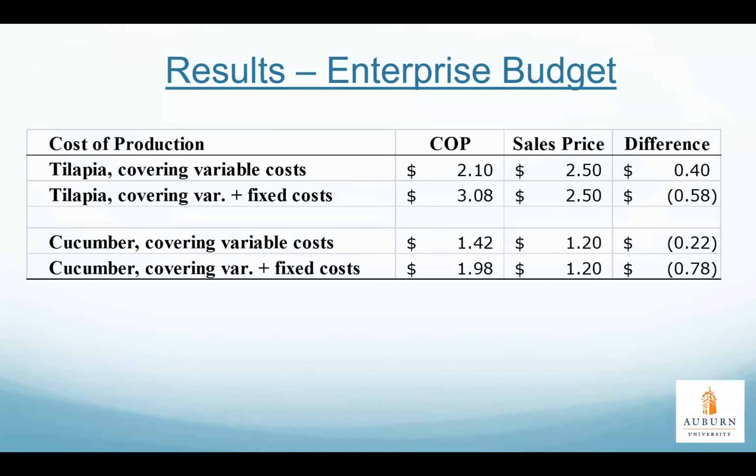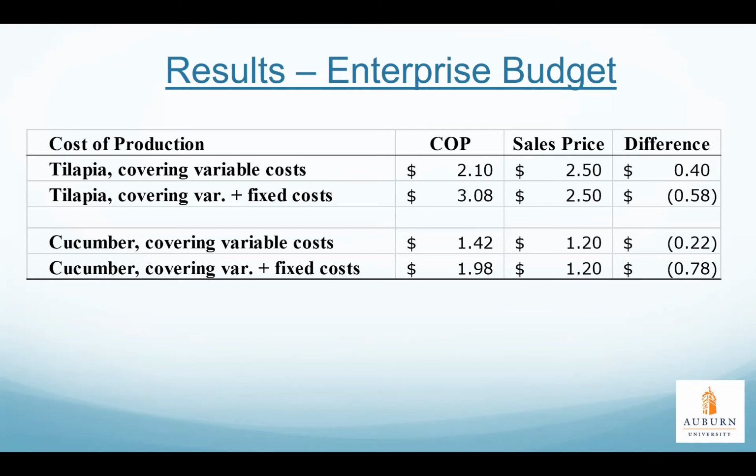We are. And why is that? When we calculate the cost of production, you can see the tilapia covering both variable and fixed cost is $3.08, but we're only getting a sales price of $2.50. So we're losing 58 cents per pound. Immediately, I start thinking, can we get a higher price for these fish somewhere? We might need to explore for new markets.